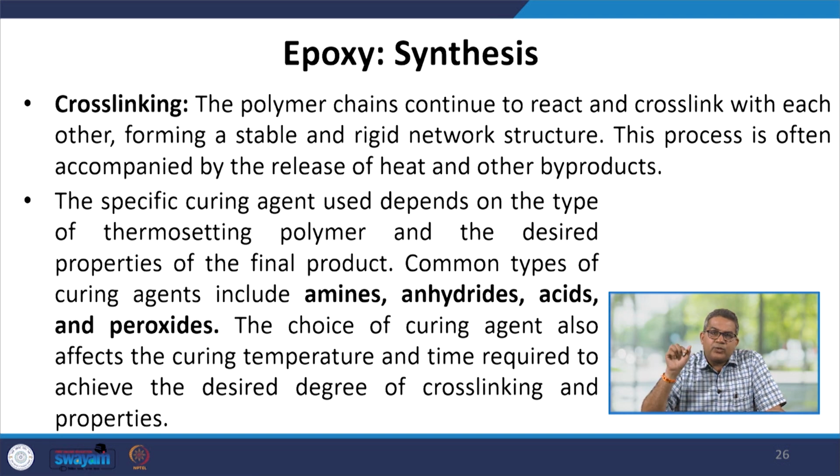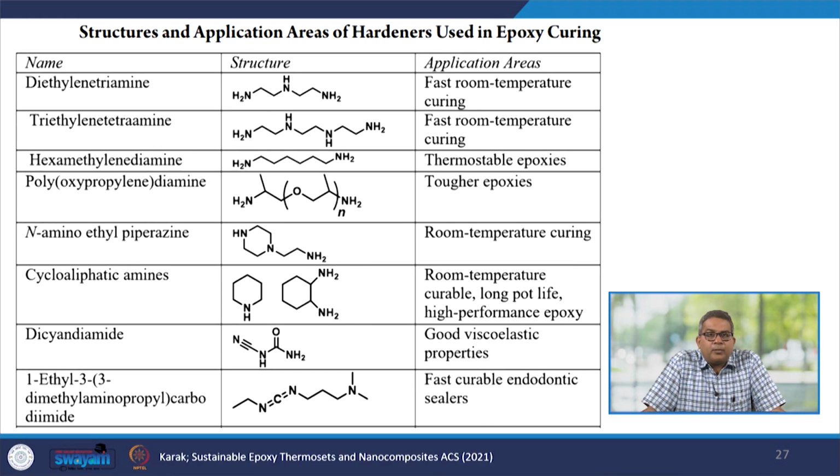The specific curing agent used depends on the type of thermosetting polymer and the desired properties of the final product. Common types of curing agents include amines, anhydrides, acids, and peroxides. The choice of curing agent also affects the curing temperature and time required to achieve the desired degree of cross-linking and properties. Now here we have listed some of the structures and application areas of hardeners used in epoxy coating.